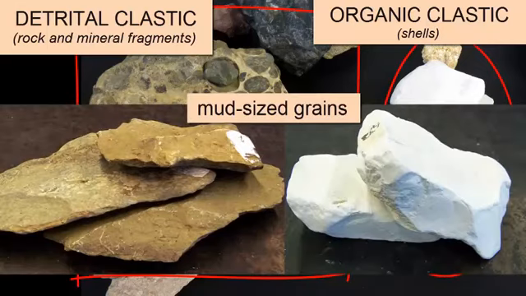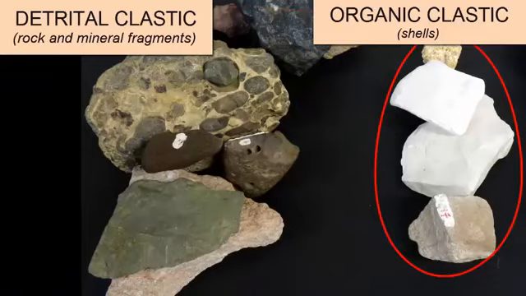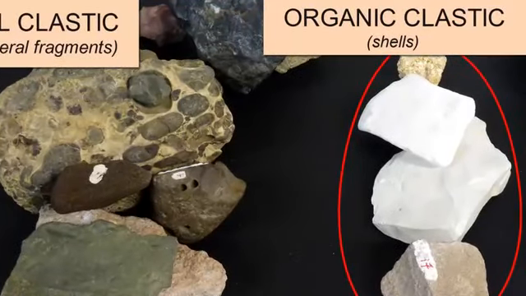Especially when clasts are mud-size, it's hard to tell from a hand sample what the grains are made of. For this particular lab class, mud-sized shells will always be white. If you see a rock made of mud-sized particles that are not white, they must be detrital. Let's look more closely at the clastic rocks made mostly of shells.